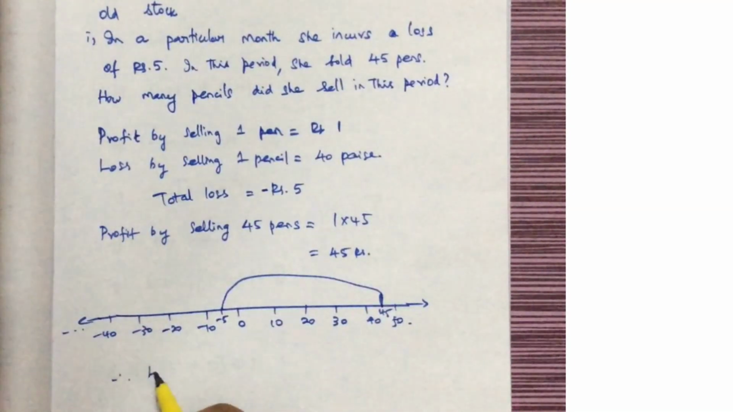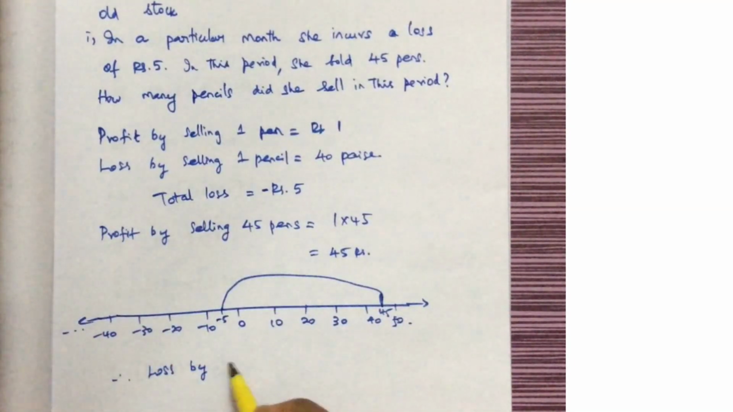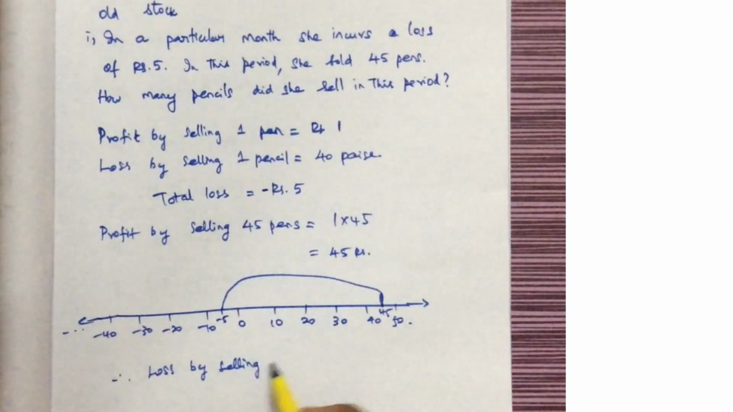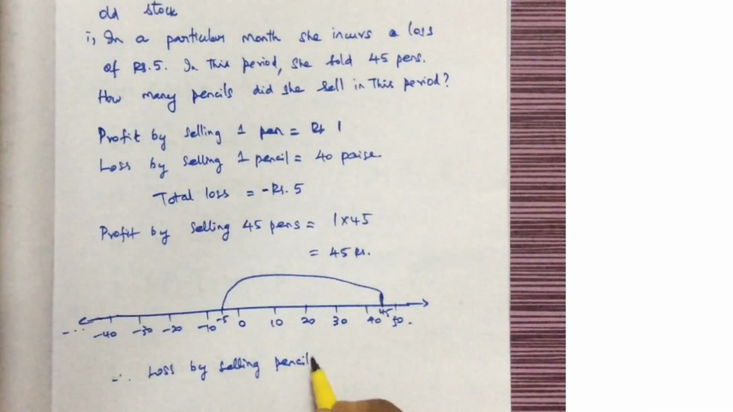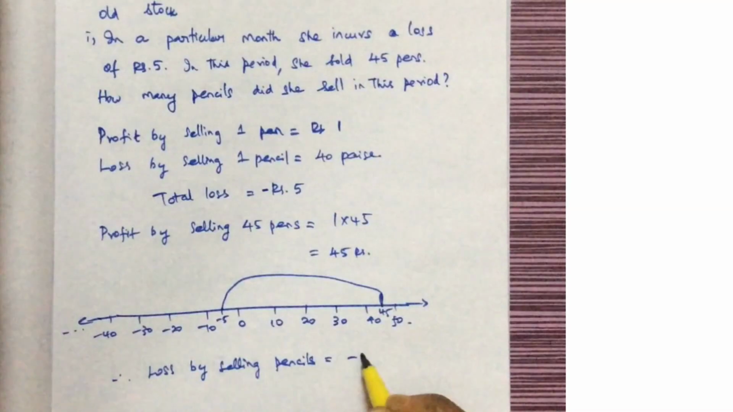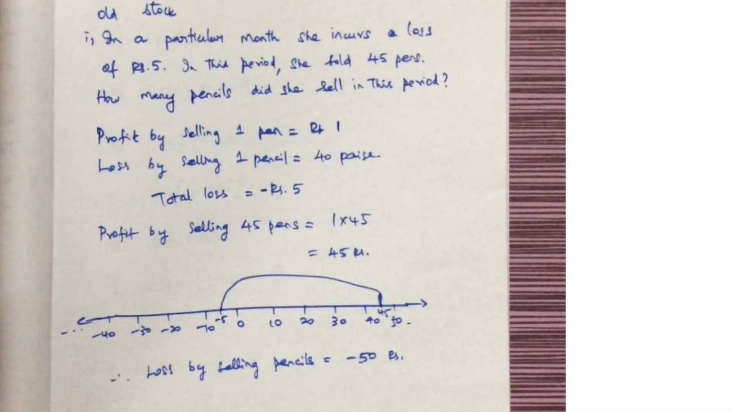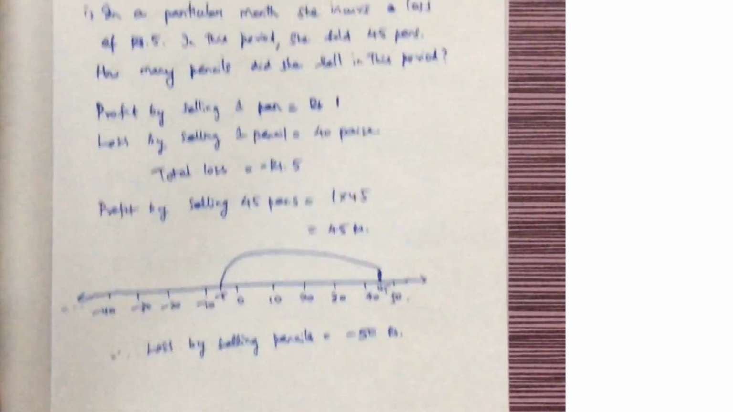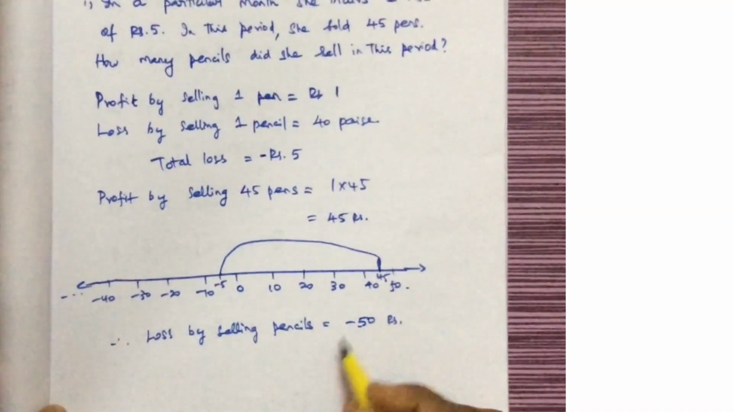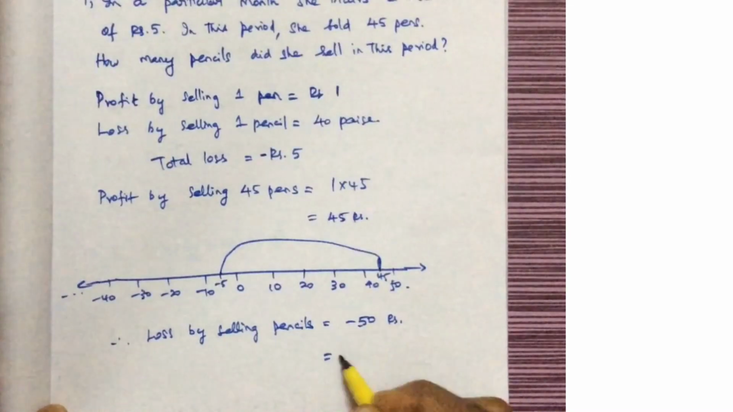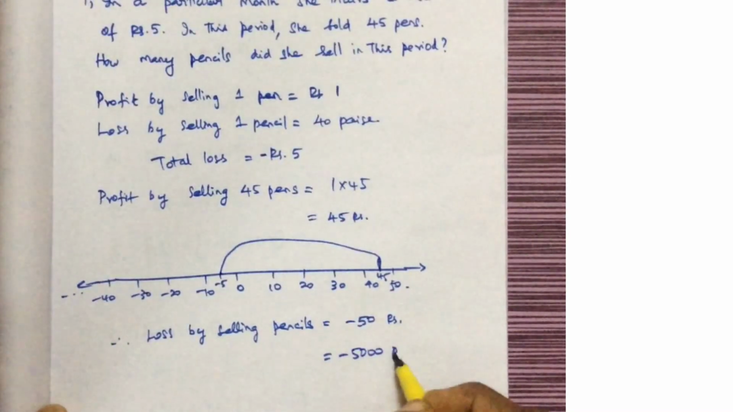Therefore, what is the loss by selling pencils? That is equal to minus 50. It is in rupees. Okay. The loss by selling pencils is minus 50. If you want to convert it into paise, this is 5000 paise.